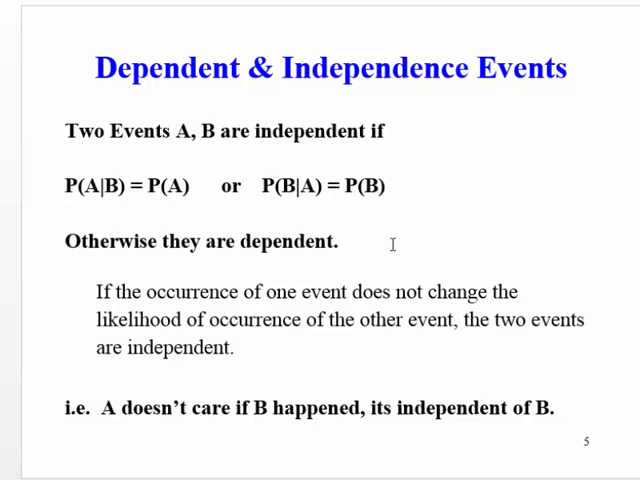So the idea of dependence and independence: two events A and B are independent if the probability of A given B is just equal to the probability of A, meaning that A doesn't care if B's happened at all, right? It's completely independent. And by symmetry, you can write it this way.